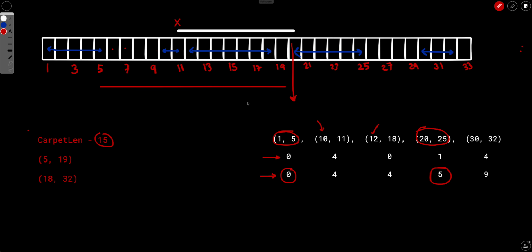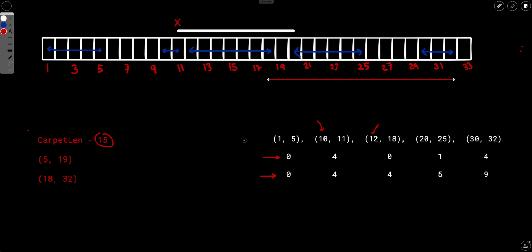Now let's take one more example, to clarify it a little bit more. Let's say we have to place the carpet starting at 18 and ending at 32. So we will do the same thing again. We will find the starting range which is closest to this, which is 12 to 18, this one. Then we find the closest range to the ending part, which is 30 to 32, this one.